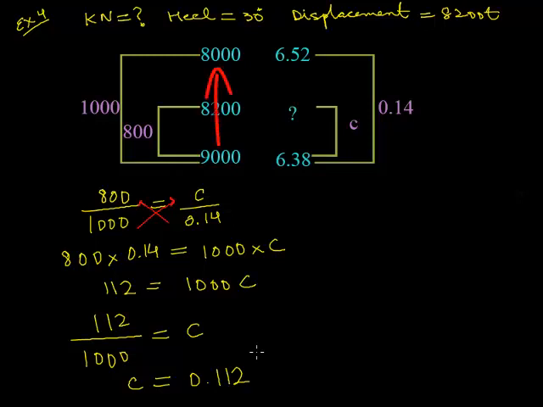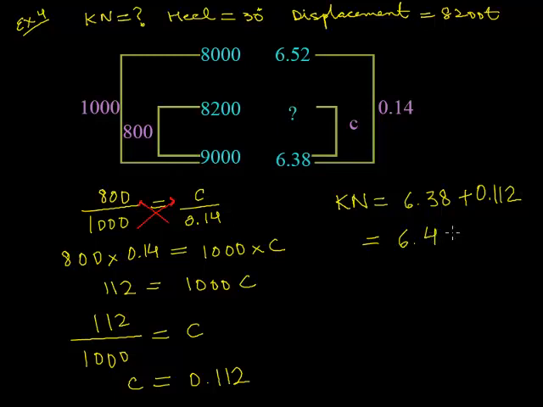Now in this case, since we are going from 9,000 to 8,000, the value of Kn is increasing in that direction, therefore we will add the value of C to 6.38. When you add that, you see that you get 6.492, which is the same as what you had in the first.